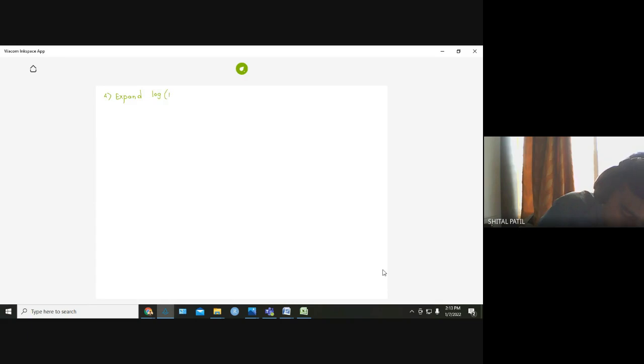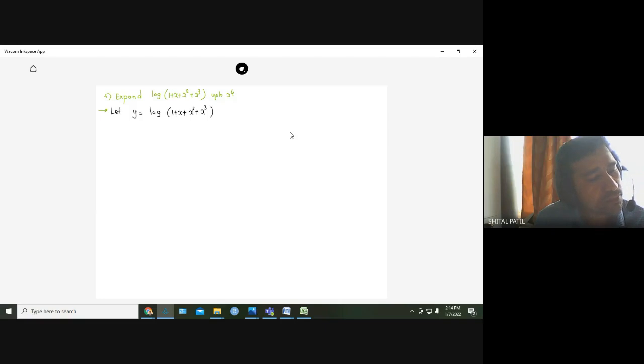log of 1 plus x square plus x cube up to x raised to 4. Solution: let y equal to log of 1 plus x square plus x cube. Remember that whenever we have logarithmic terms, we can simplify the expansion.